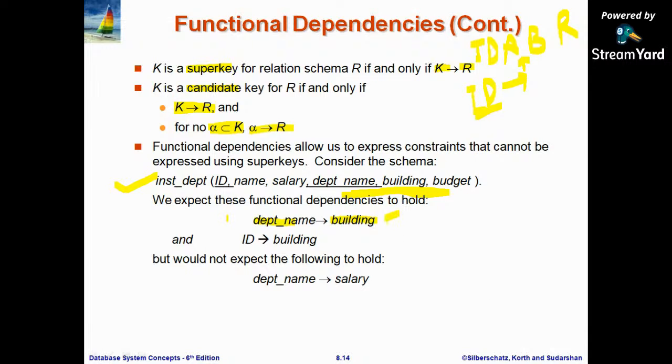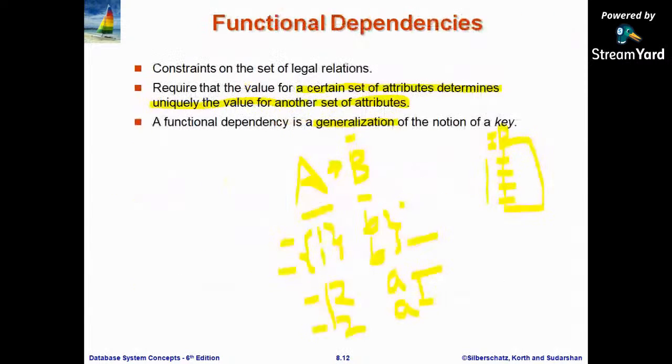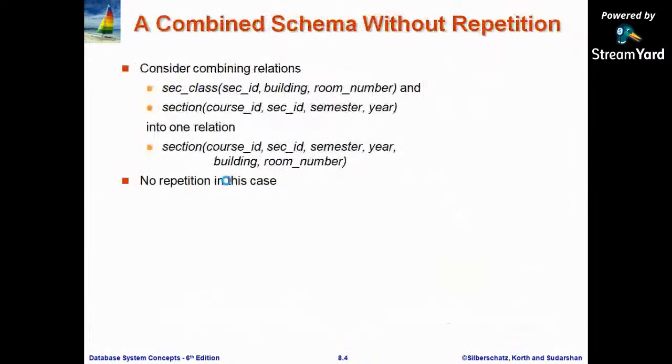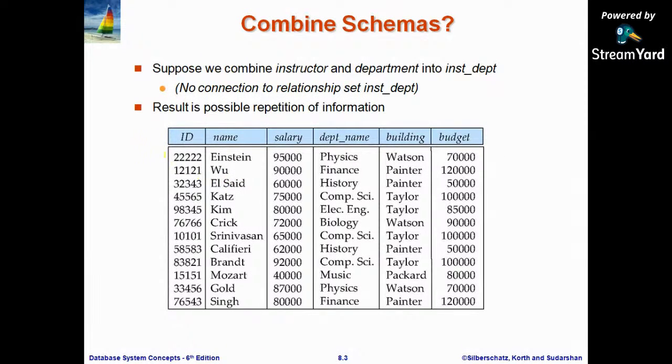The second functional dependency, ID tends to building, will also hold because ID is a primary key or a super key for this table. Every row present in this table is going to be unique. You can see from the first table that this ID is going to be the unique one. It is going to be different. If every entry is different, every functional dependency holds on ID.